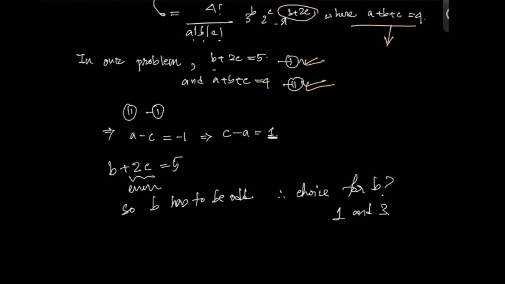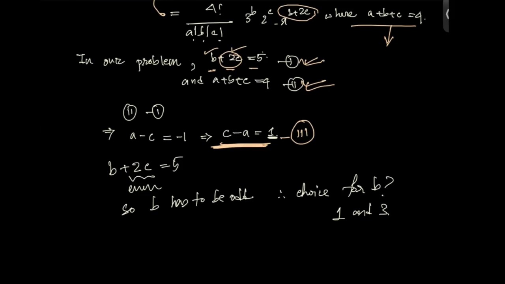So let's get some relations out of the way. Subtracting 1 from 2, we get that c minus a is equal to 1, which is a very useful relation that we'll be using. Let's mark this as 3. Now come back to the first equation, b plus 2c equal to 5. 2c is always even because 2 is multiplied with it. Since the sum of b and 2c is 5, which is odd, b has to be odd, because the sum of two evens will be even, and 5 is not even. So b has to be odd.